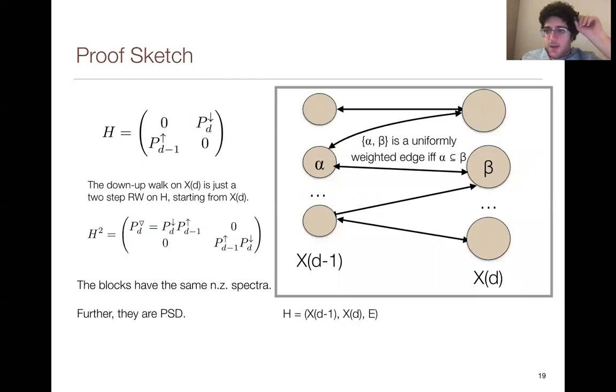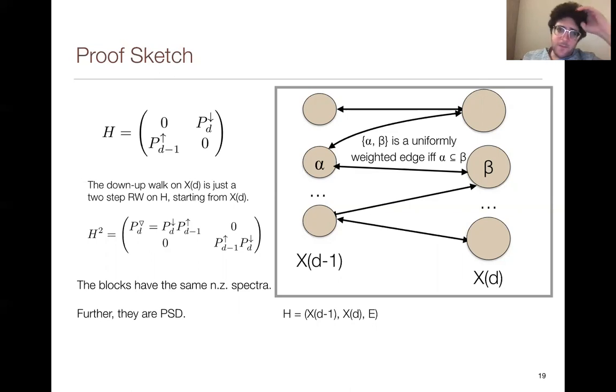Okay, so let me now say a few words about how we prove our results. So we have this down-up walk that starts from the level X_t, goes to the level X_{t-1}, and then goes back to level X_t. You can think of this as a two-step random walk on a bipartite graph, where on the right-hand side we have d-dimensional faces, and on the left-hand side we have (d-1)-dimensional faces.